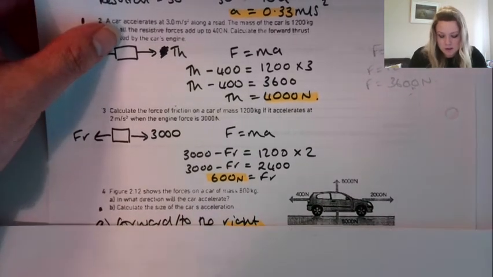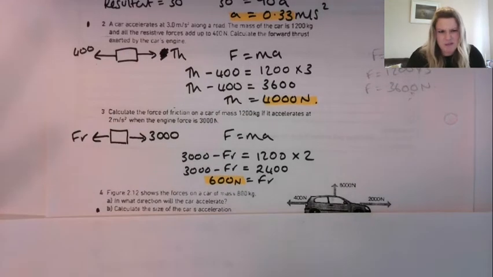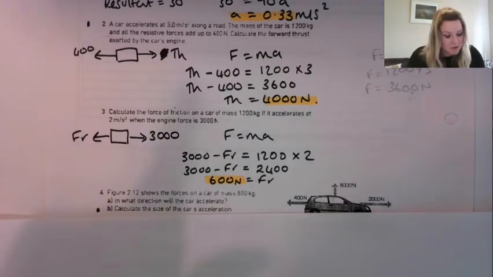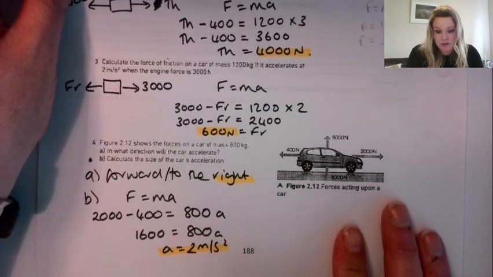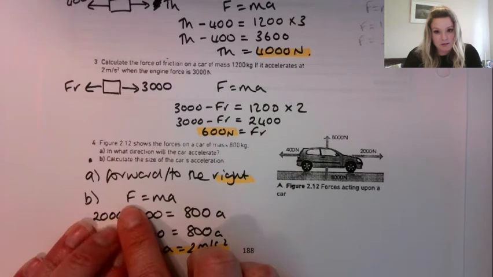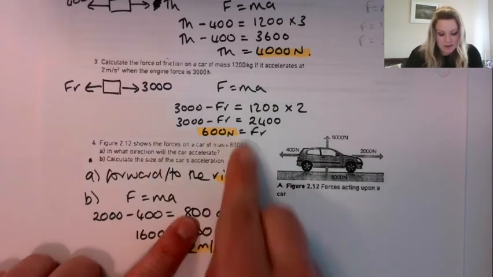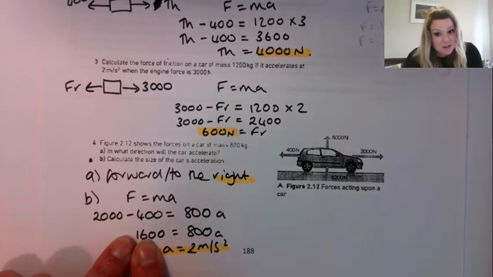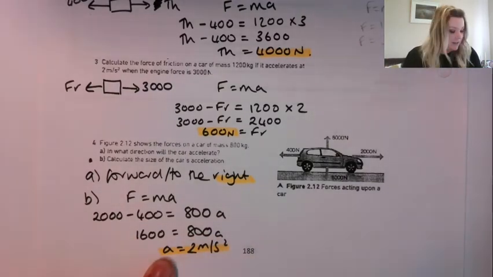Now, what was strange was for part B, a bunch of people give a force as the answer whenever it asked for its acceleration. So, a bit strange. Calculate the size of the car's acceleration. So it's going to be F equals ma, and the F is the resultant force. So the resultant force is 2000 take away 400 equals the mass 800 multiplied by the acceleration. So 2000 take away 400 gives us 1600, and then we just have to divide both sides by 800 there, and you end up getting 2.